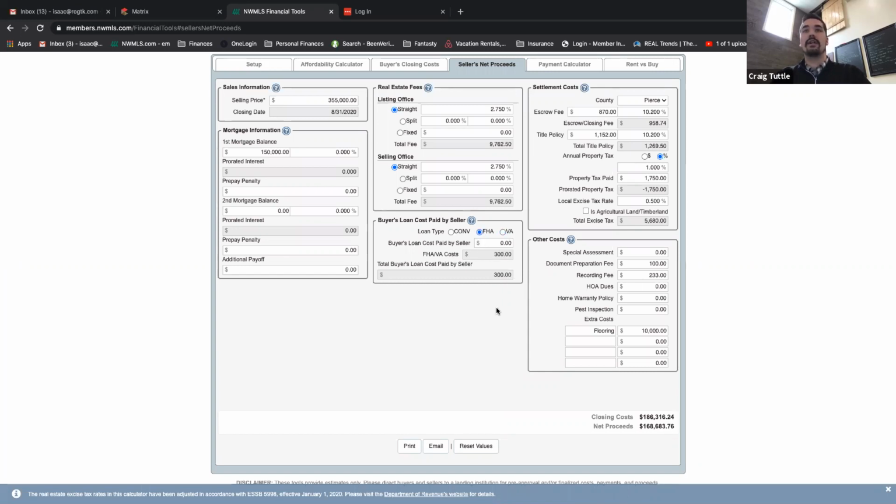FHA, just a $300 fee. Anyways, it's pretty intuitive, and again, I always tell my clients, it's not going to be 100% exact, but it's going to be pretty dang close. And it's helpful because it takes away all the questions that they have, or the majority of the questions they have about what's actually in my pocket at the end of the day.